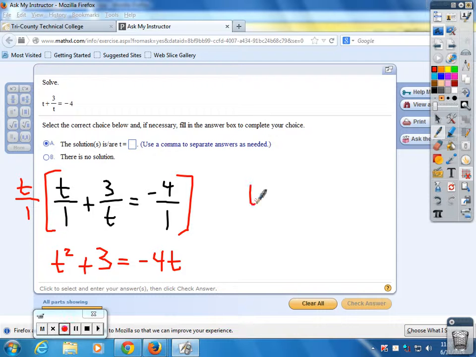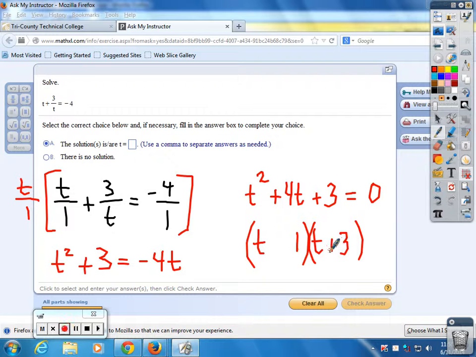T squared plus 4t plus 3 is equal to 0. T, 1, 3, -1, -3, and they're both okay. So your answer is -1, -3.